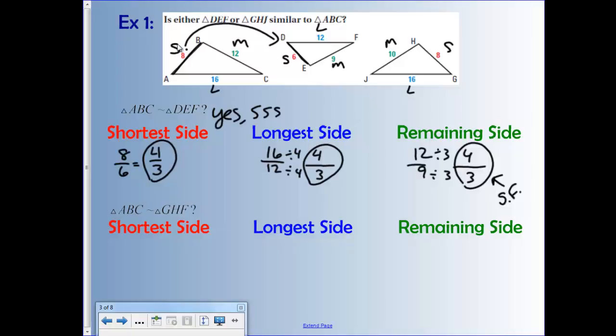Now it says triangle ABC and triangle GHF. I look at this one, I look at this one, and I want to know, are they similar? The shortest side to the shortest side, I have 8 to 8. Simplifies 1 to 1. Leave it in a ratio of 1 to 1. Longest side, 16 to 16, 1 to 1. Medium side, 12 to 10. Uh-oh. Does that simplify 1 to 1? Doesn't work. Are they similar? No. Once 1 doesn't work, we don't go any further.